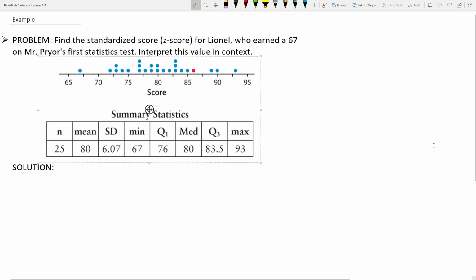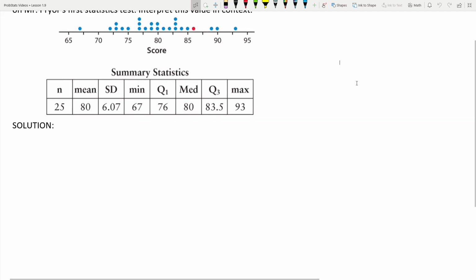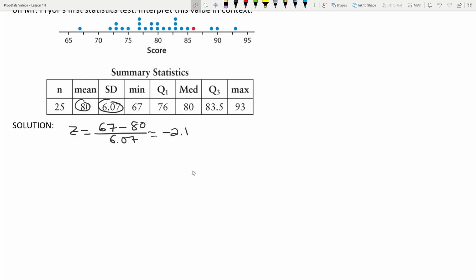All right, so find the standardized score for Lionel, who earned a 67 on Mr. Pryor's first statistics test. Interpret this value in context. We're going to be doing the same thing here. So for Lionel, his z-score is going to be, well, we said that Lionel's test score was a 67. So 67 minus 80 divided by the standard deviation is -2.14. So he scored lower than the average.